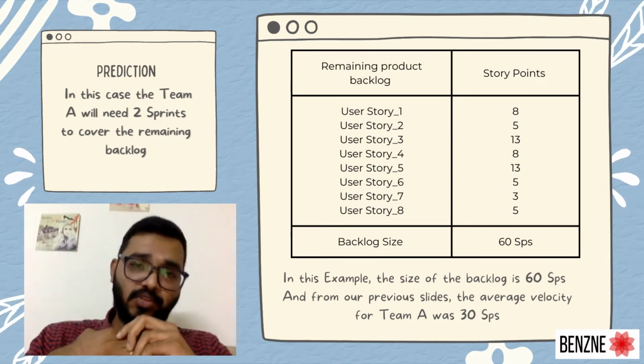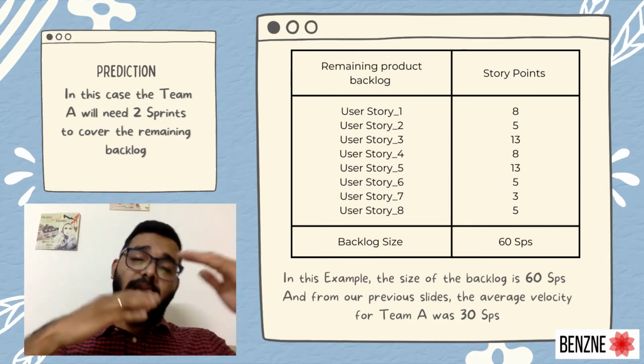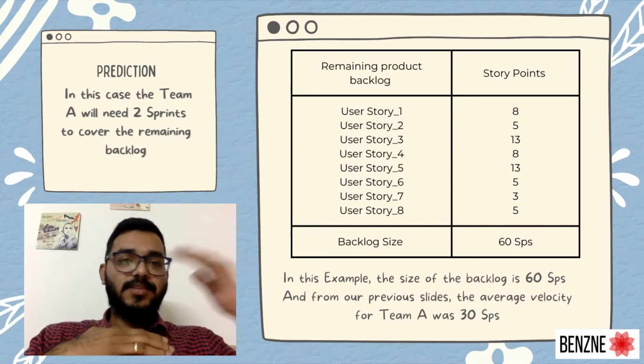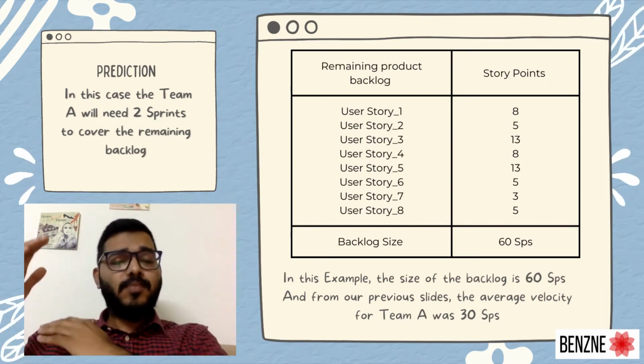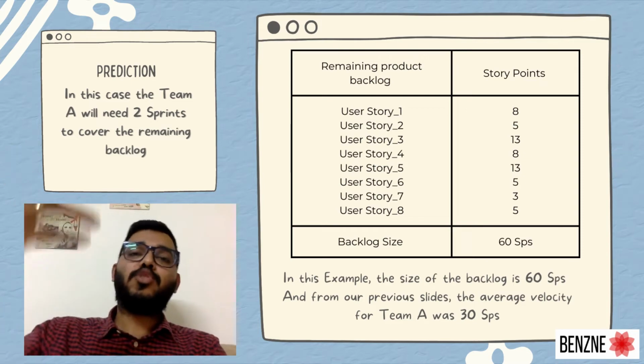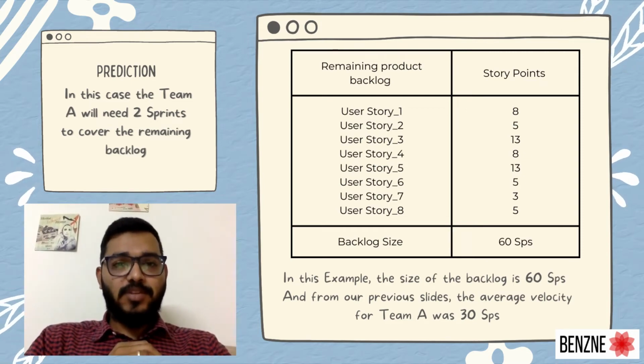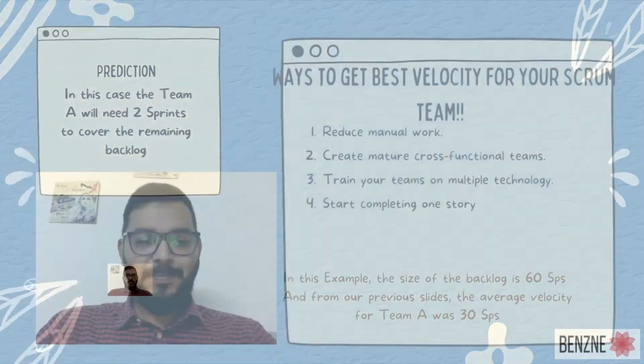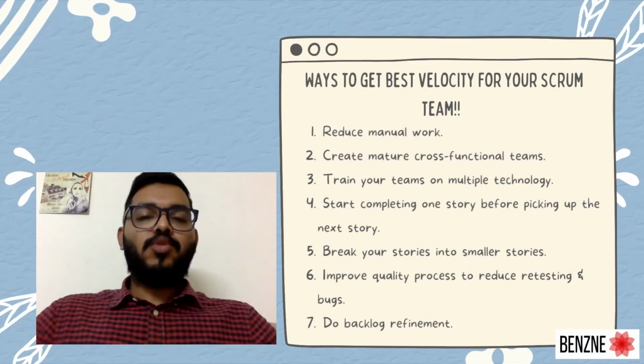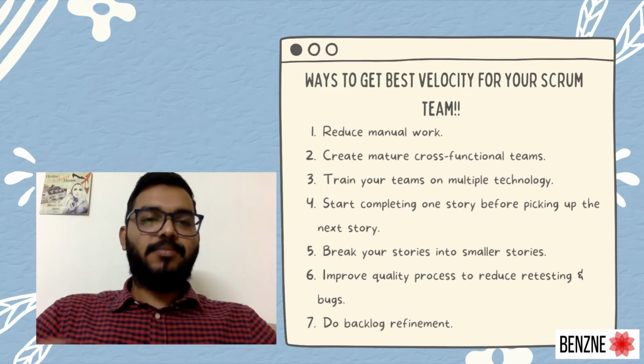And this is how we plan in Agile. This is the Agile way of planning, where we talk about, as of now, what is the backlog size versus, as of now, what is our average velocity and how many more sprints we will need. So that is the usage of velocity, and this is why we use velocity. So now let's talk about techniques which will help your teams improve their velocity.